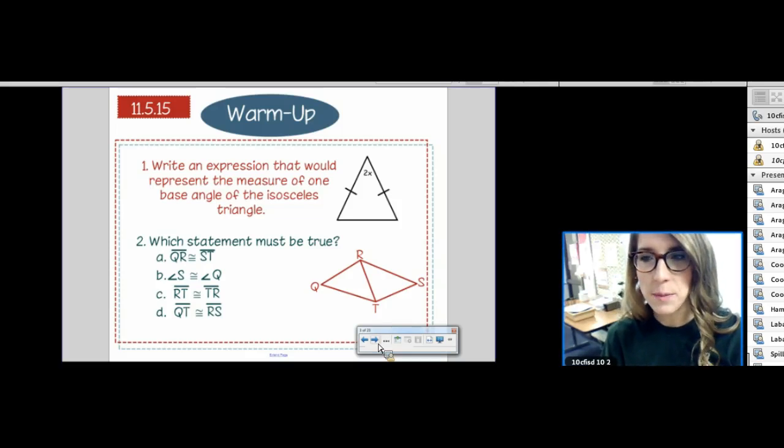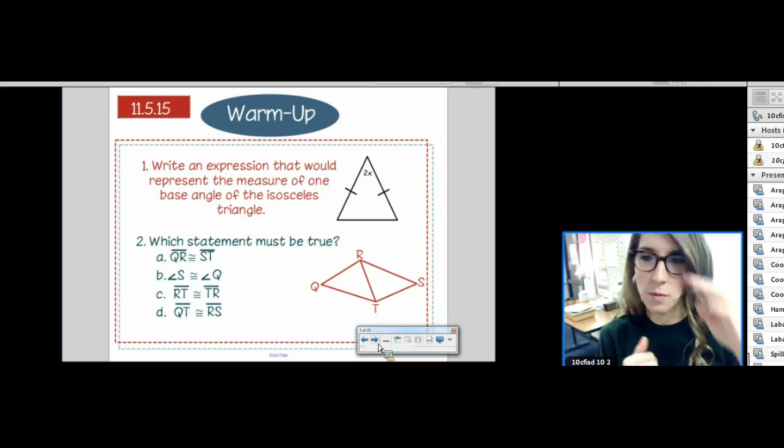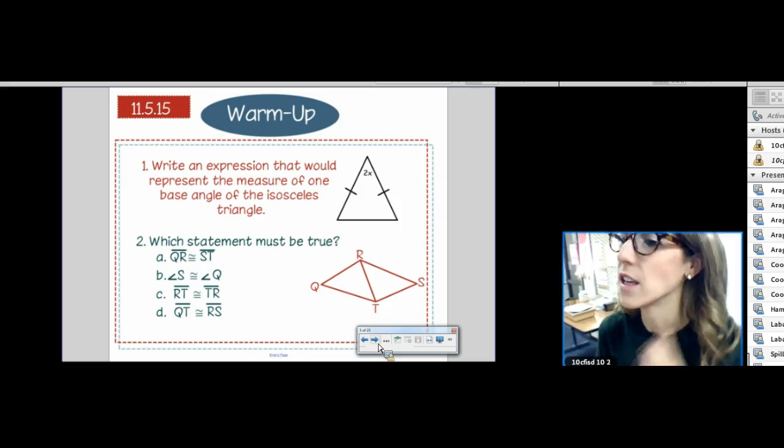Number 1, write an expression that would represent the measure of one of the base angles of the isosceles triangle. So this is left over from last unit, and then this next one will be an introduction to this coming unit.